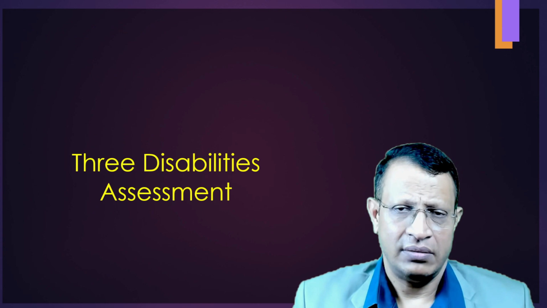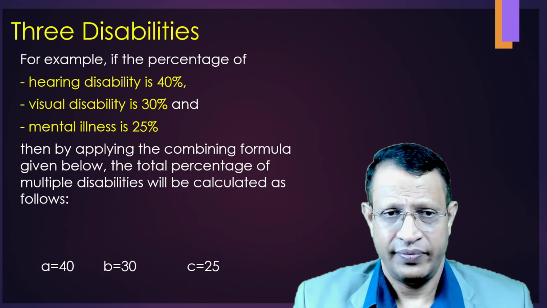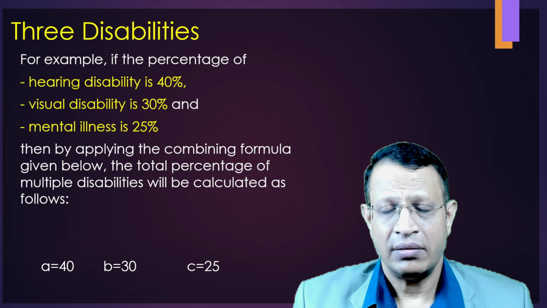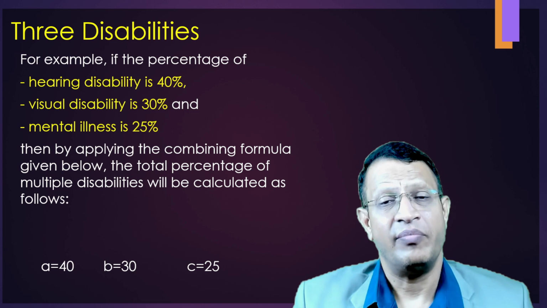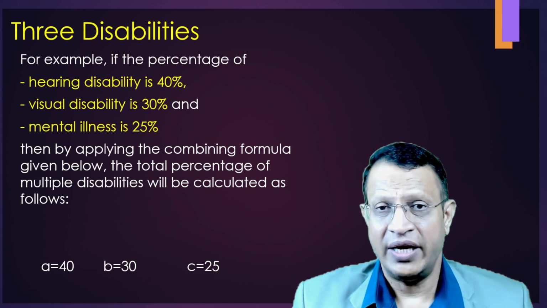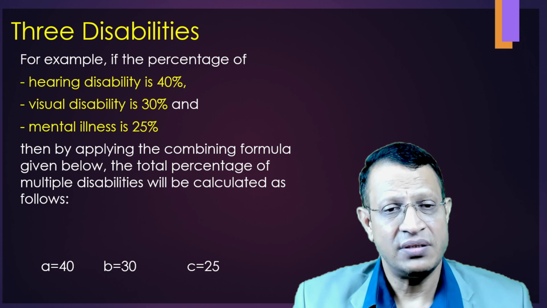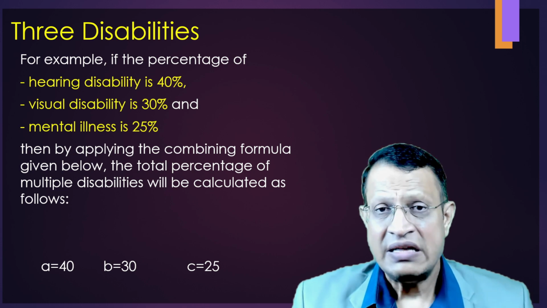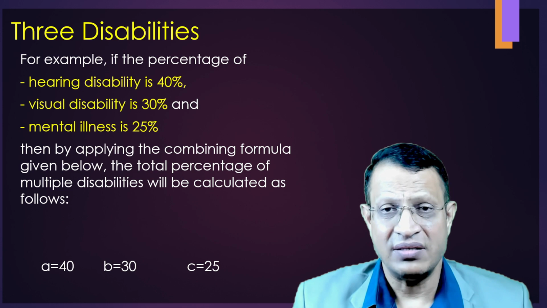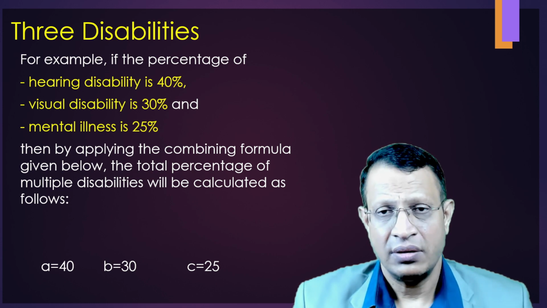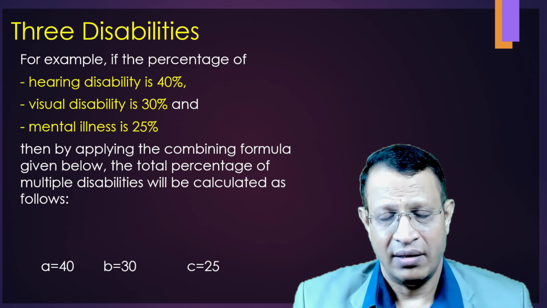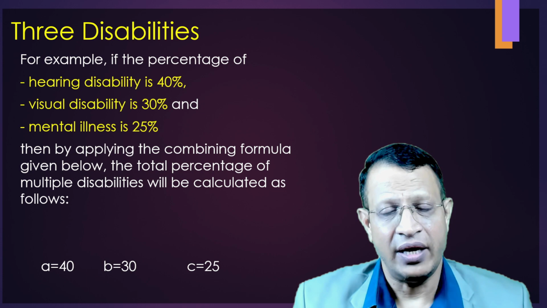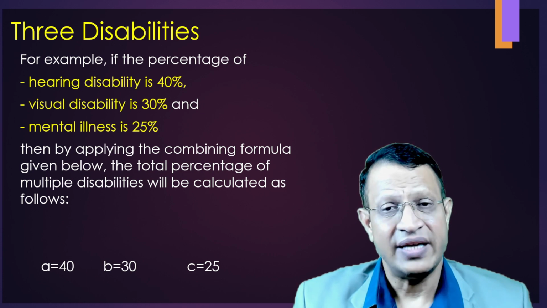Let's take one more example. Let's assess three disabilities. The same example will be taken. Now the same person goes into severe depression. That means you also have mental disability. Earlier, the hearing disability is 40%, visual disability is 30%, and mental disability is 25%. Since it is 25% and above, it will be considered for calculation of the composite total disability score. Now, we will be placing all of A, B, C, hearing, visual, and mental disability, in descending order. That is, A is equal to 40, B is equal to 30, and C is equal to 25.